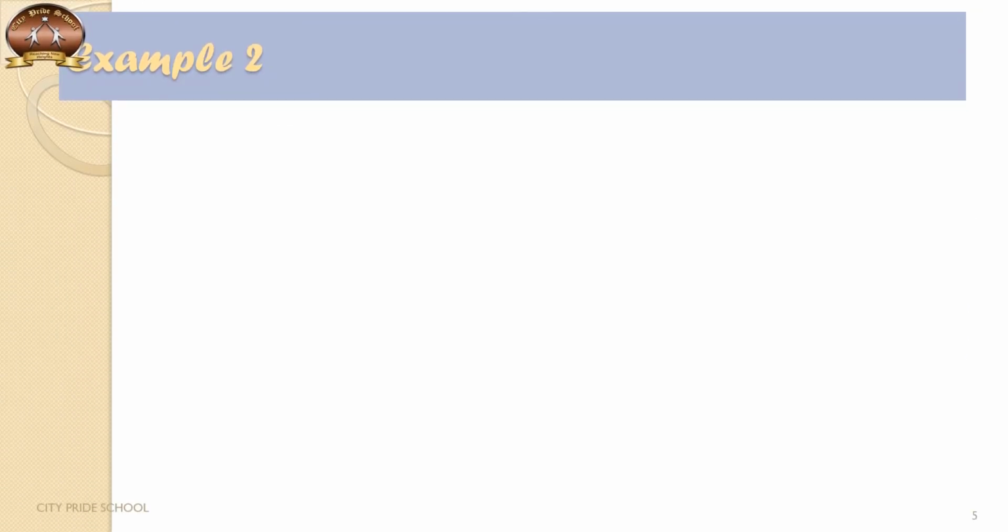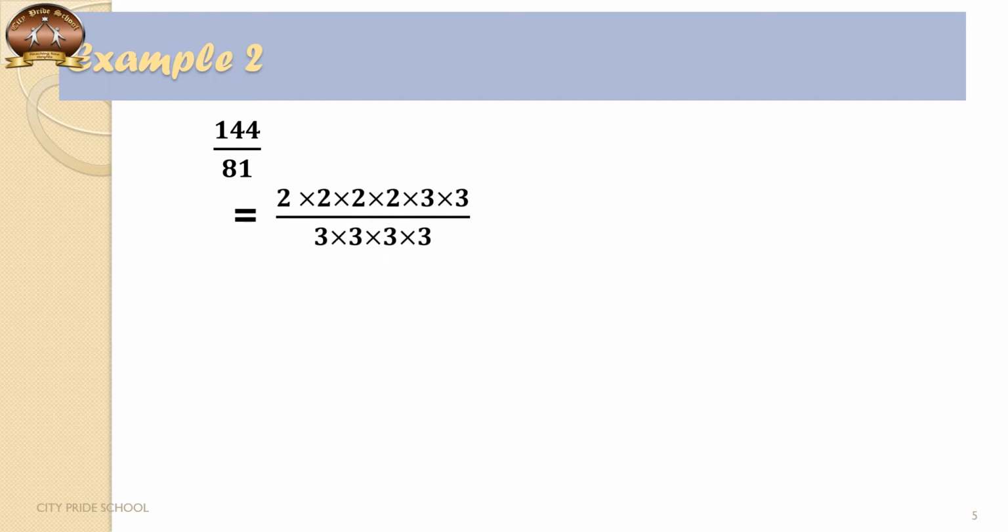Let us take one more example. That is 144 divided by 81. Here you can see that it is a rational number. So I will find the factors of the numerator and the denominator separately. The factors of 144 are 2 multiplied 4 times and 3 multiplied twice. And factors of 81 are 3 multiplied 4 times. You can see that here 3 of the numerator and 2 3's of the denominator can be cut. So I get the answer as 2 raised to 4 divided by 3 raised to 2.